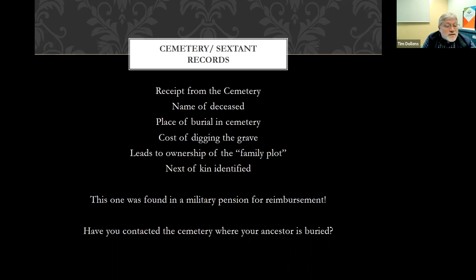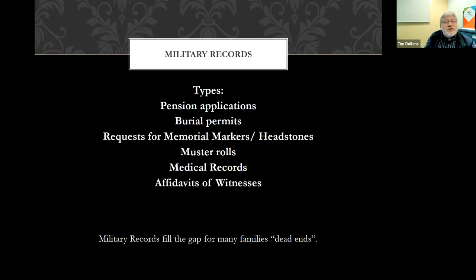These are also found a lot in your military pensions to get reimbursement. This is an example we saw here, the previous page. And then the question I have for you is, how have you contacted the cemetery where your ancestor is buried? And do this for every person in your family, by the way.